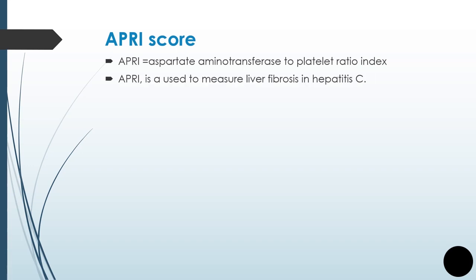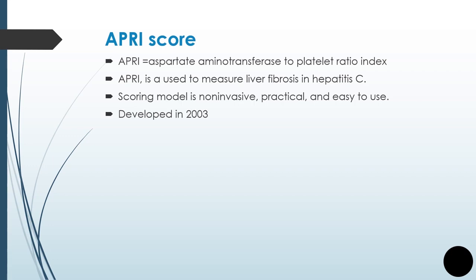Now, what is the APRI score and what is the significance of calculating the APRI score? The APRI score is basically the aspartate aminotransferase to platelet ratio index, which is used to measure liver fibrosis in hepatitis C. This is a non-invasive test which has replaced liver biopsies to assess the status of fibrosis. The scoring model is practical and easy to use. It was first developed in 2003.